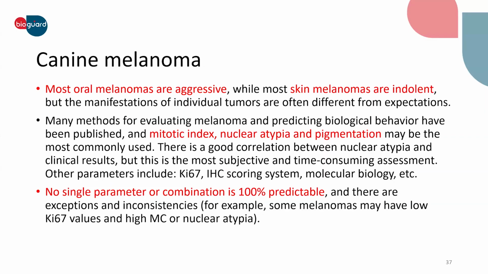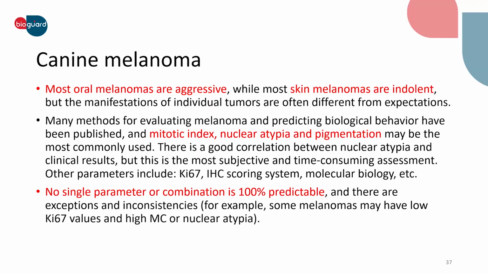Let's talk about canine melanoma, a tumor that can behave very differently depending on where it shows up. In general, oral melanomas tend to be aggressive, and skin melanomas are usually more indolent or slow growing. But in reality, tumors don't always follow the rules. Some behave unpredictably. So how do we try to predict how a melanoma will act?